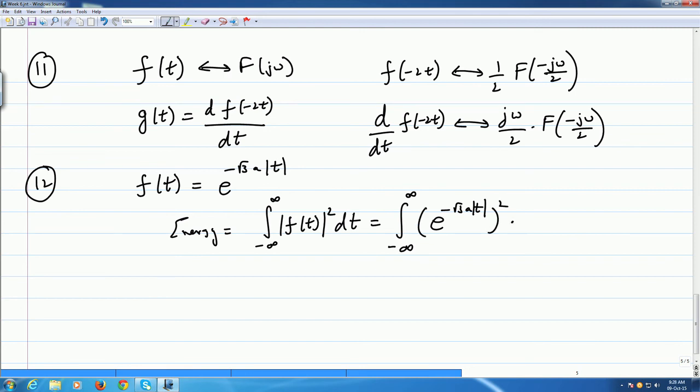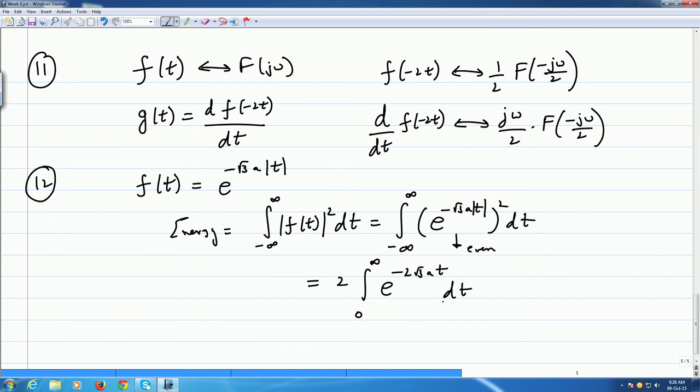So, exponential is a positive function. So, e power minus root 3 a mod t whole square, and now this is an even function, right. So, you can write it as 2 times integral 0 to infinity e power minus 2 root 3 a t dt.